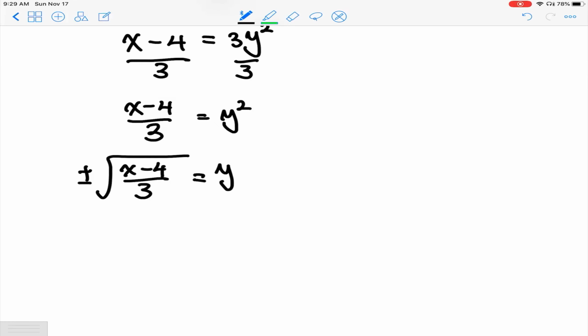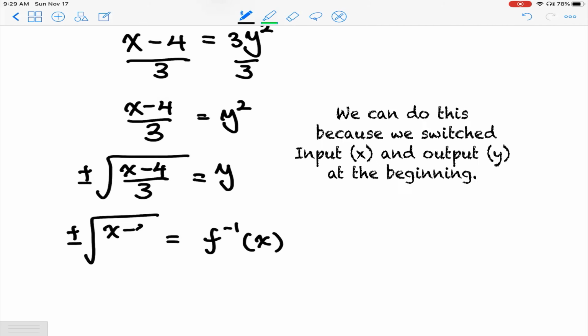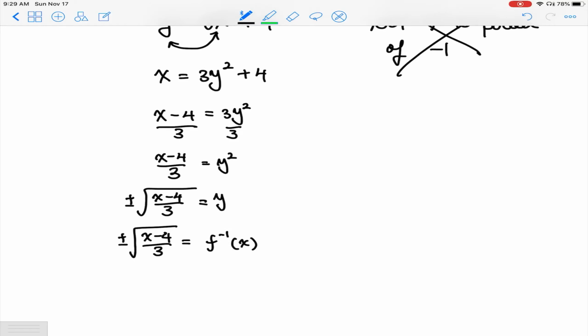Now, we're looking for the inverse, therefore the y now has to be switched to the inverse function. And that's all that is. Nothing really difficult, nothing really challenging. So let's then do the second example over here.